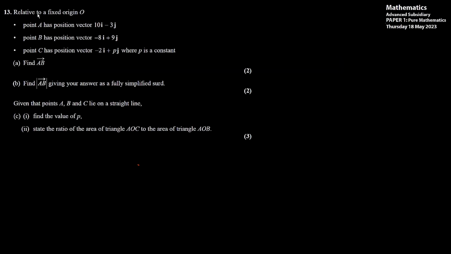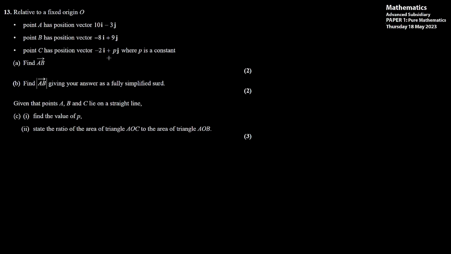Question 13, and we've got a question about vectors. We've been given 3 points. 2 points we know completely. Point C has got a constant in it, which we've later got to find. And we've been asked several questions about the arrangement.